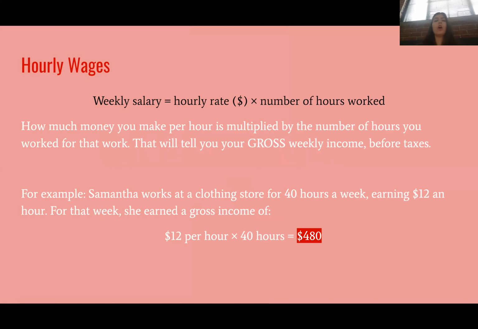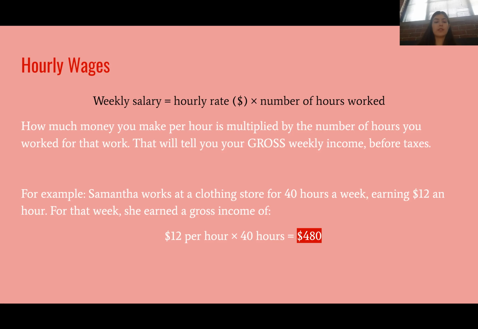All right. So hourly wages are our most basic type of wages. I think we're all pretty familiar with what an hourly wage is, right? So your weekly salary is going to be equal to your hourly rate in dollars times the number of hours worked. All right, so that's the first formula we need to make sure that we know. How much money you make per hour is multiplied by the number of hours that you worked. So that'll tell you your gross weekly income before taxes, right? Just how much money you make per hour times the number of hours.